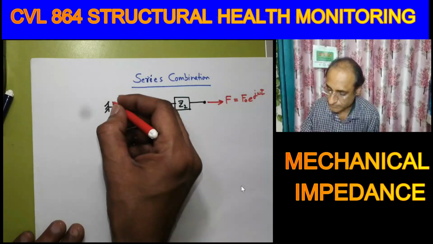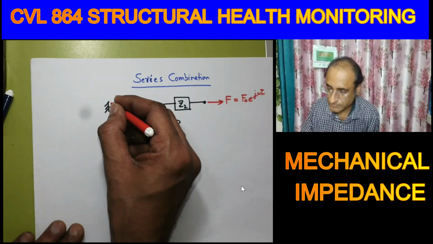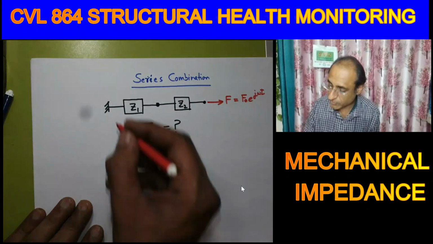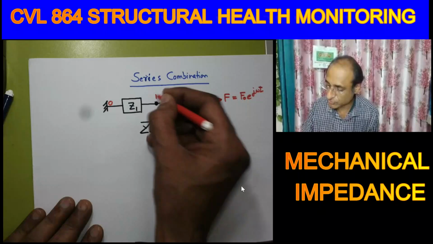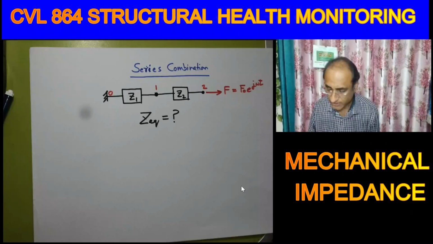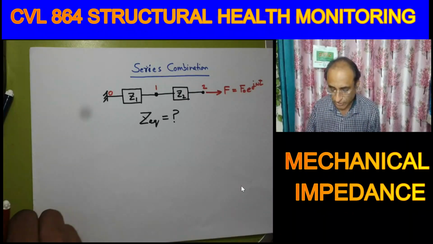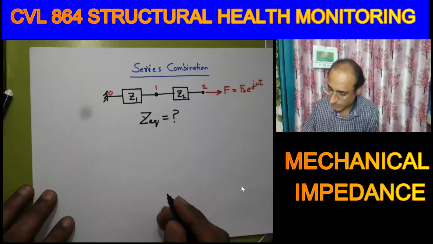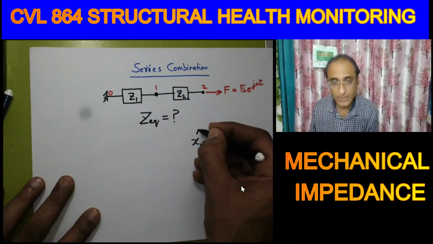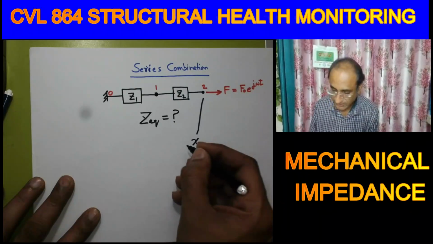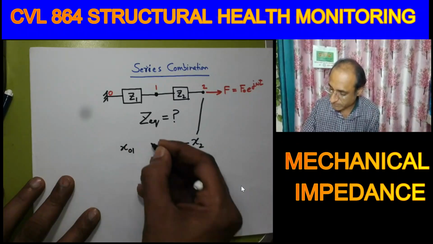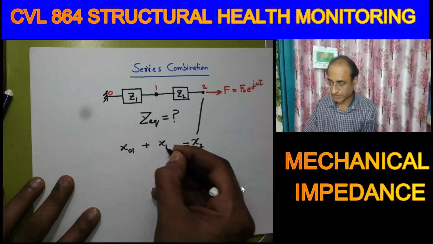Sir, I need x1 plus x2 equal to x equivalent. Yes, good intuition. So how do we derive? Let's say we have this point as 0, this point as 1 and this point as 2. So basically what is adding now, the displacement is being added. So we say that the absolute displacement at point 2, x2, is basically sum of these two. That is, we have the relative displacement between 0 and 1 and we have the relative displacement between 1 and 2. So can we write like this?